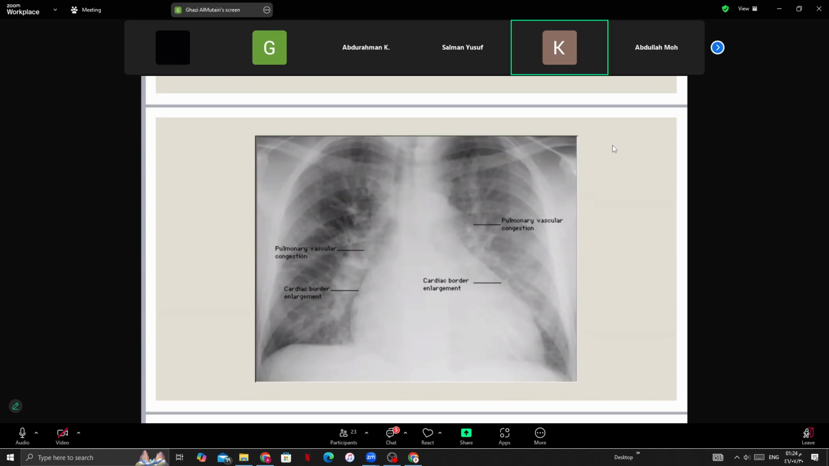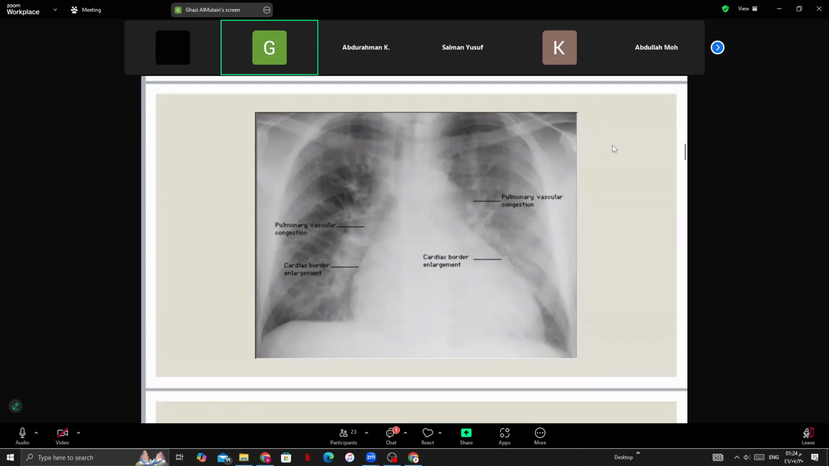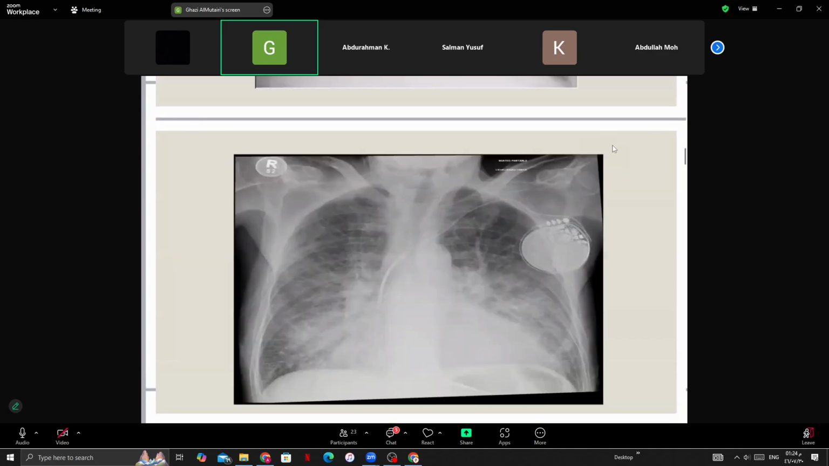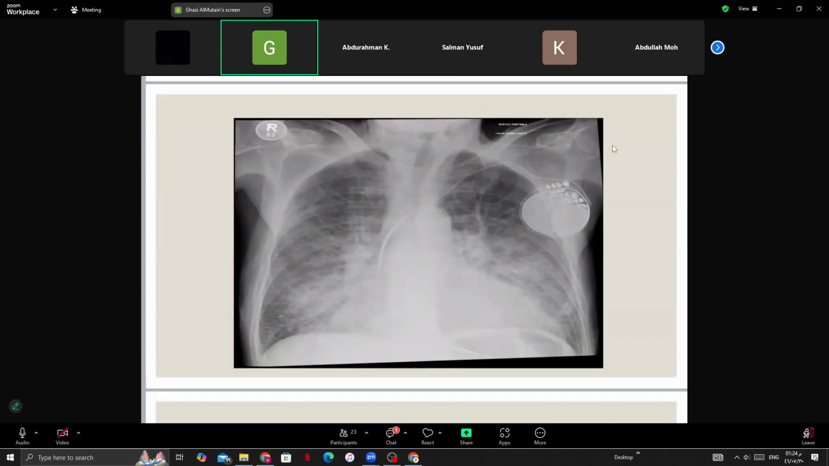Pulmonary edema. Excellent. So you can see the cardiac size is enlarged, if you do the cardiothoracic ratio, as well as you can see the vascular markings or enlargement of vascular margins, which correlates with congestion, and we call it Kerley B lines. So this correlates with pulmonary edema. What about this chest X-ray?